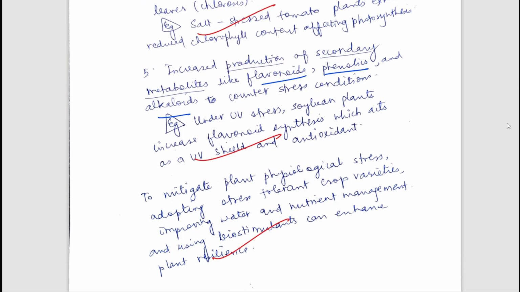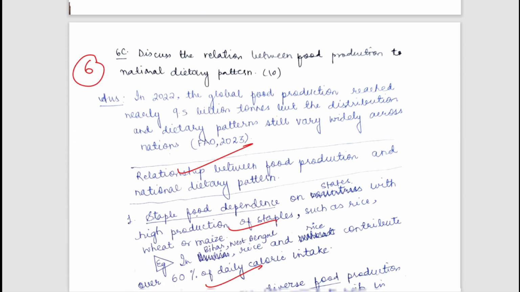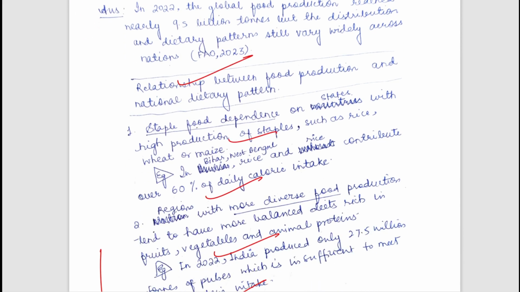So, well written answer and well concluded. Now let's move to the next question. The next question is, discuss the relation between food production and national dietary patterns. What is the relationship that has been discussed?